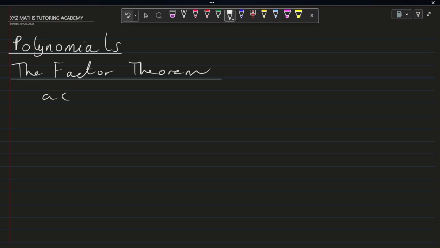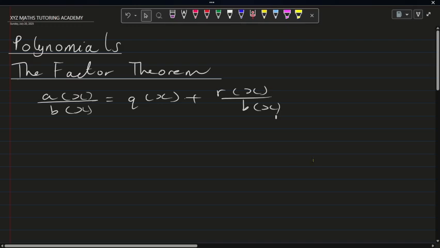All right, so the factor theorem basically states that if we have a division, a of x over b of x, we know that this is equal to q of x plus r of x over b of x. Okay, we established this in our previous sessions.